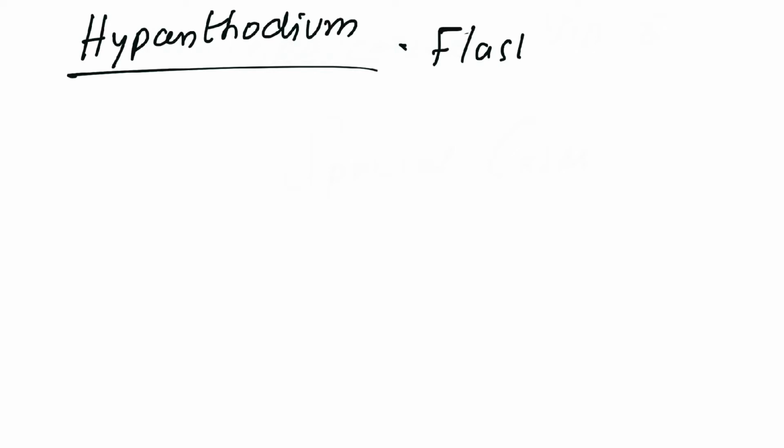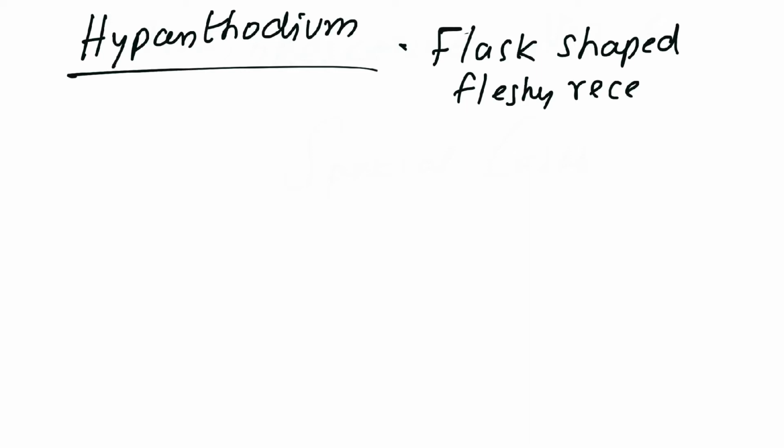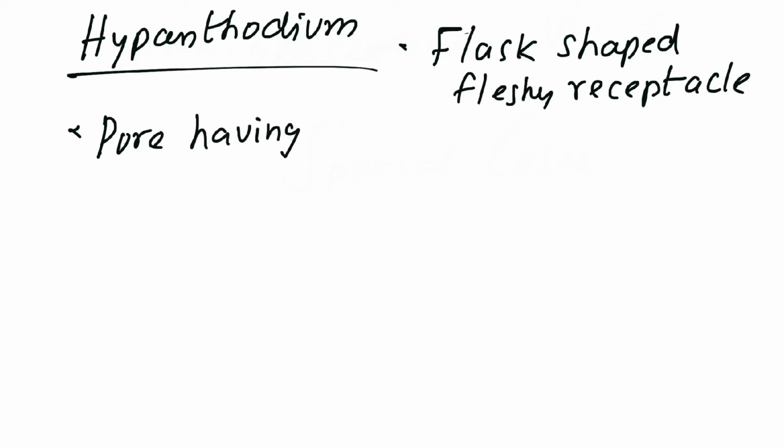So let's look at what are the key features of Hypanthodium. The first part is that the receptacle is flask shaped. We know that the receptacle is the part on which the floral organs develop in the flower. So the receptacle is flask shaped, something like it has an inner part. And this flask-like development has a pore, in the sense that there is a hole which has scales inside it.